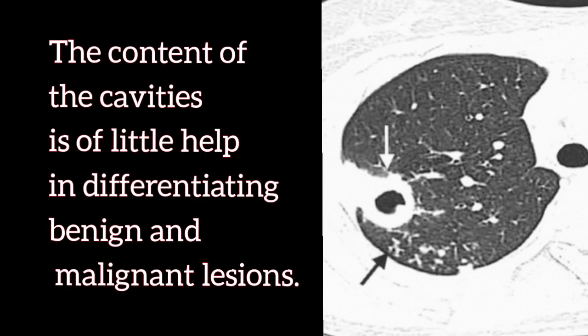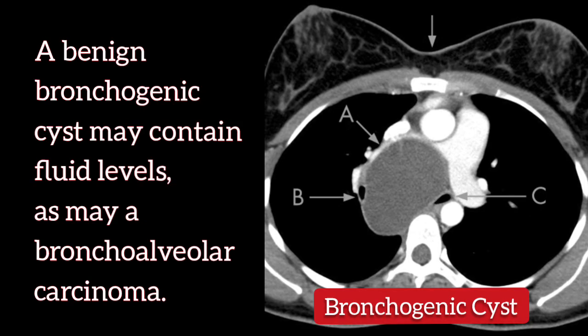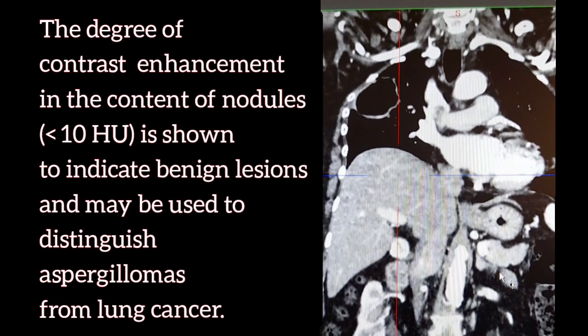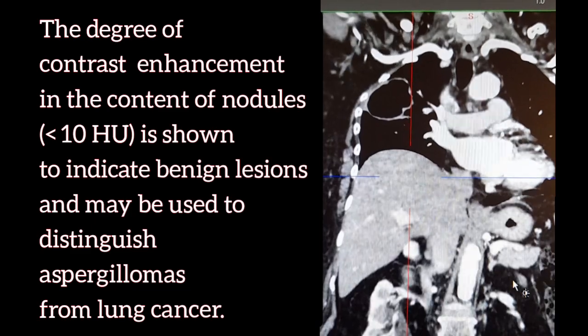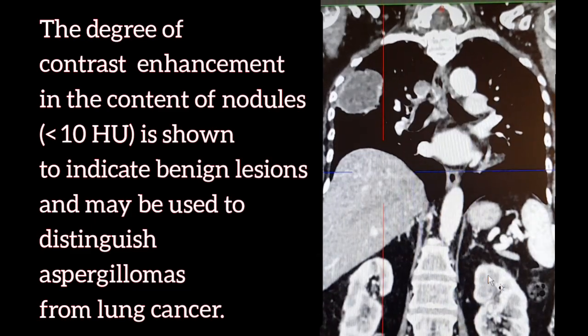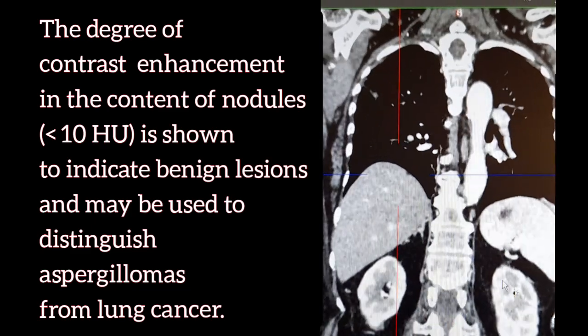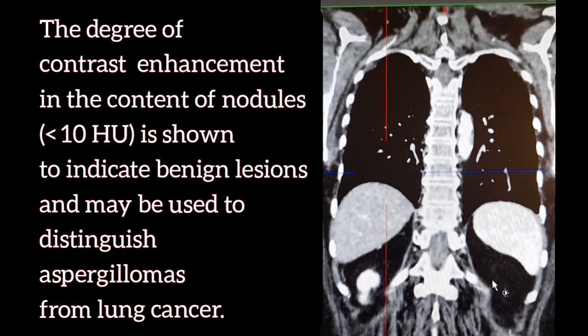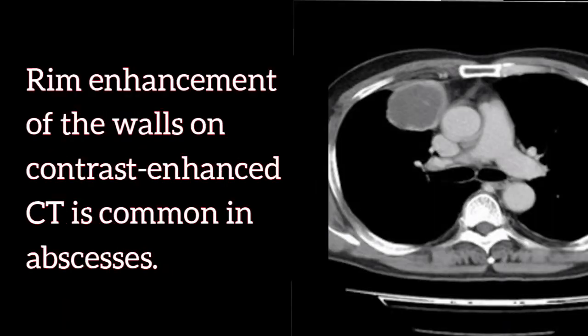The content of the cavities is of little help in differentiating benign and malignant lesions. A benign bronchogenic cyst may contain fluid levels, as may a bronchoalveolar carcinoma. The degree of contrast enhancement in the content of nodules less than 10 HU is shown to indicate benign lesions and may be used to distinguish aspergillomas from lung cancer. Rim enhancement of the walls on contrast-enhanced CT is common in abscesses.